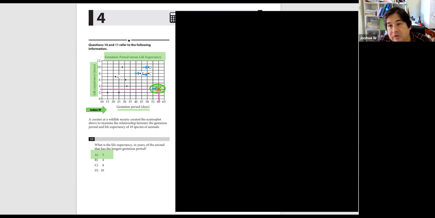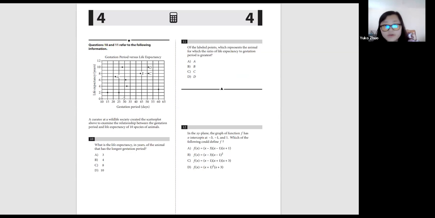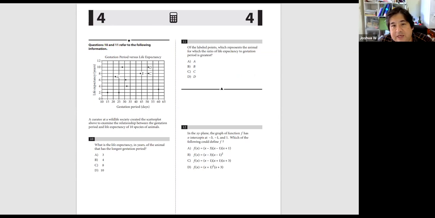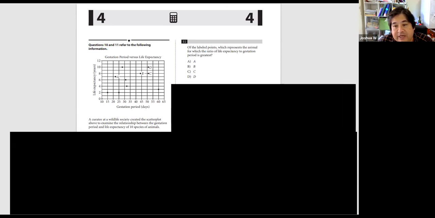All right, very good, Yuko. Even though you've already done 2 questions, can you also do question number 11? Of the labeled points, which represents the animal for which the ratio of life expectancy to gestation period is greatest? Okay. So life expectancy will be the numerator and gestation period will be the denominator. So let's set this up.